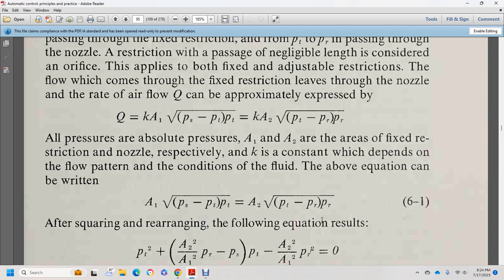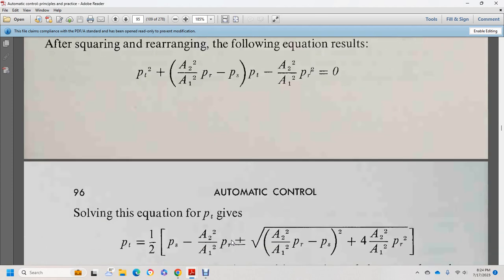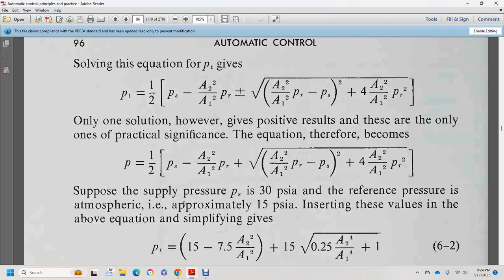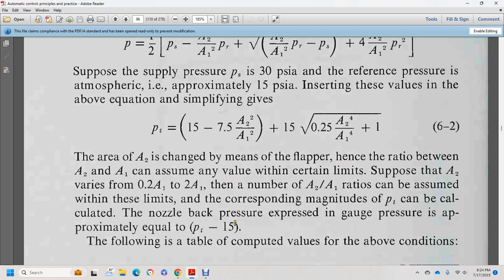The above equation can be written, and after squaring and rearranging, solving the equation gives only one solution given the positive result, therefore only one with practical significance. The equation therefore becomes as above, with the supply pressure of 30 psi and the reference pressure of approximately 15 psi atmospheric. Inserting the values in the above equation gives the area A2 of the chamber, that means the flapper.